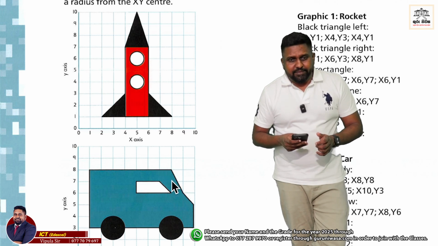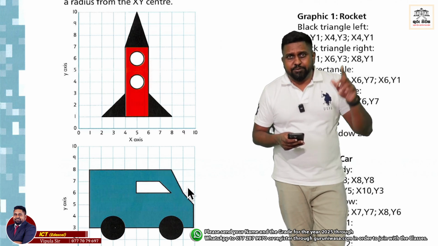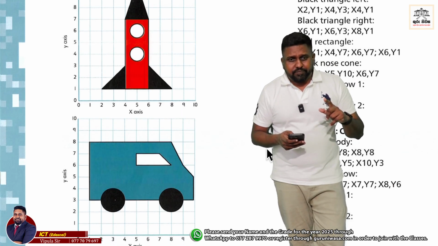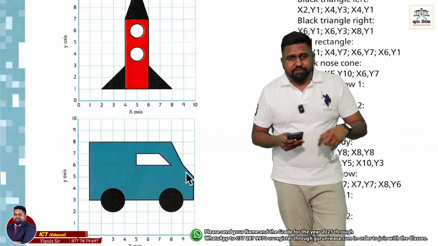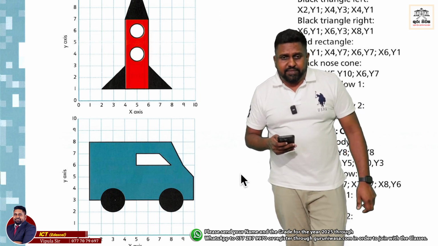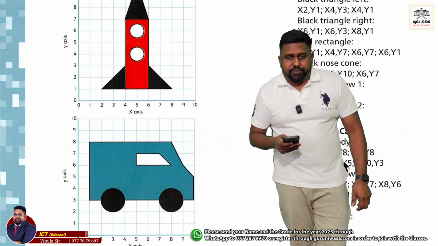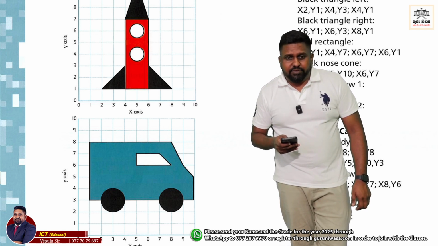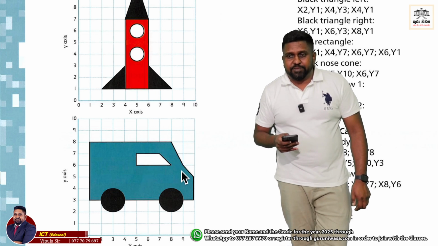See, these two points are connected using a straight line, right? That's because, looking at the window, it should be x8 y8 and x9 y6. Because of that, this is a straight line.